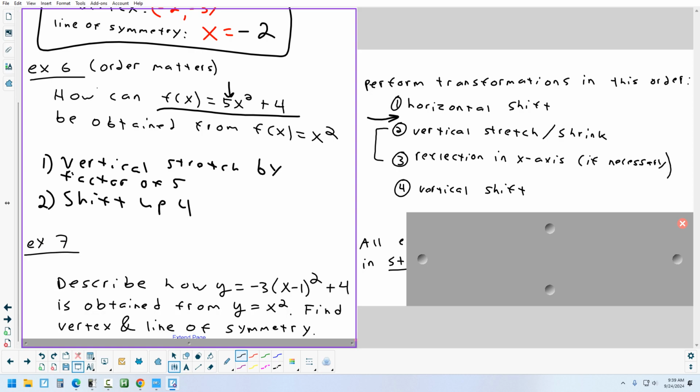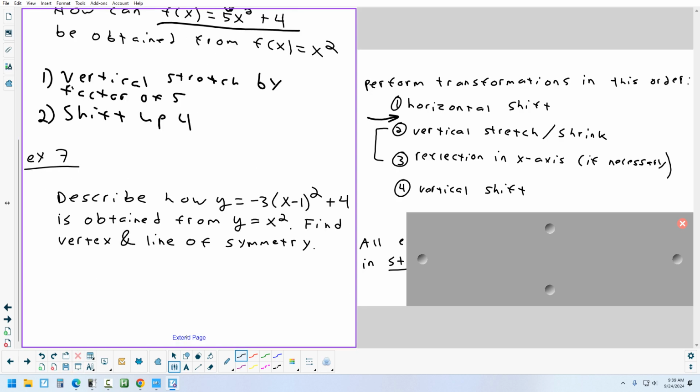All right. Let's try this one. So it's right there. So just take a look at it for a second and see if you can figure out how many transformations there are.